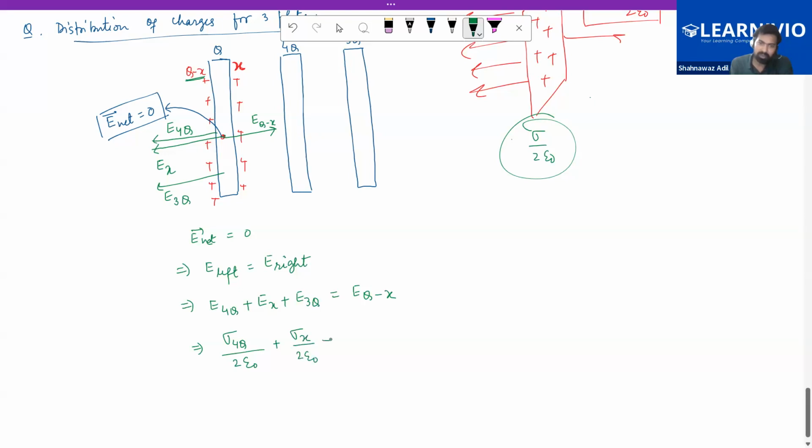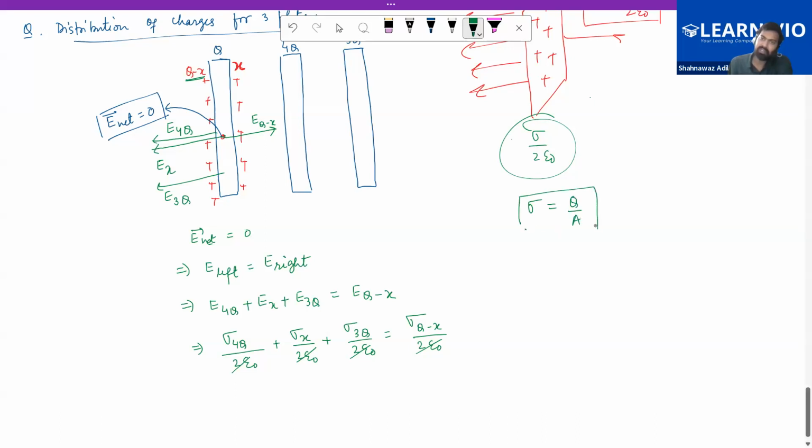This thing would be sigma 3Q divided by 2 epsilon naught. And then this would be sigma Q minus X divided by 2 epsilon. So all of these would cancel. And what is this surface charge distribution? What is sigma in terms of charge? It is Q by A, right? So this is Q by A.